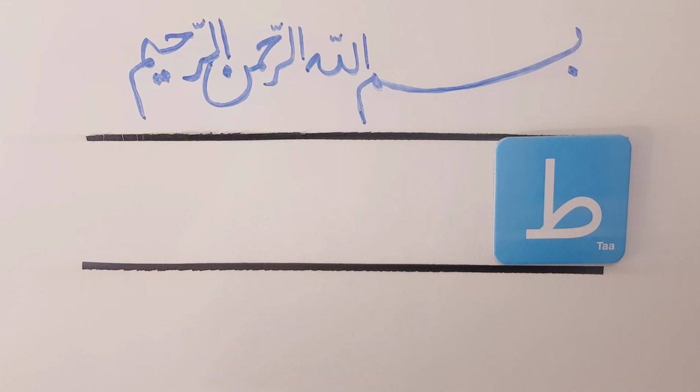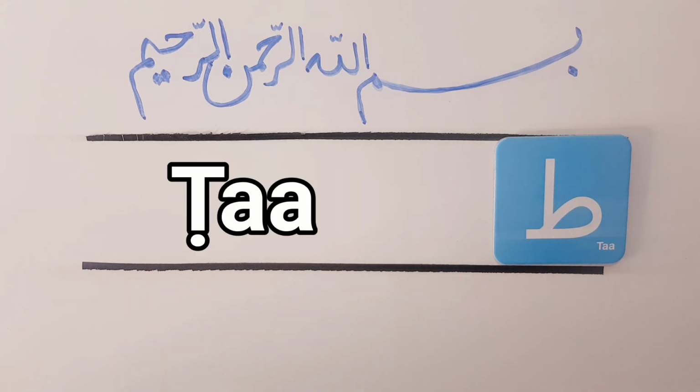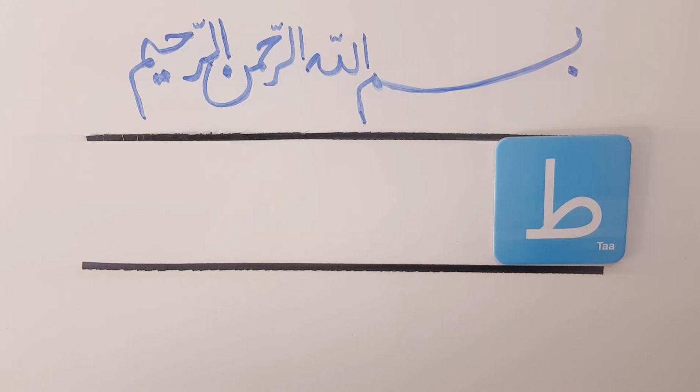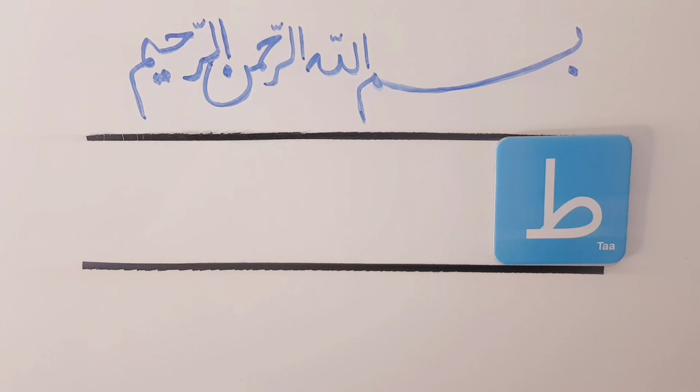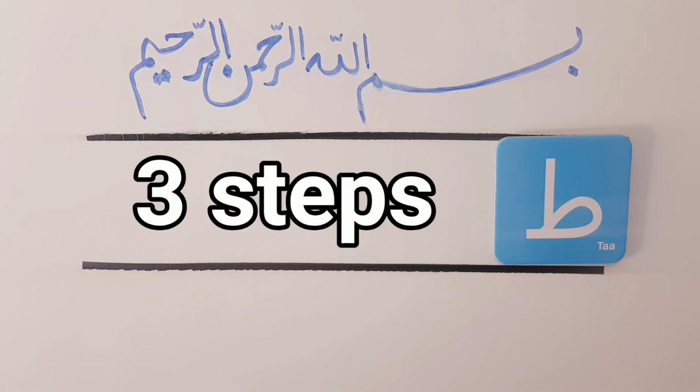Okay, let's say this letter 5 times. Ta, ta, ta, ta, ta. In terms of writing, we're going to write ta in 3 steps.